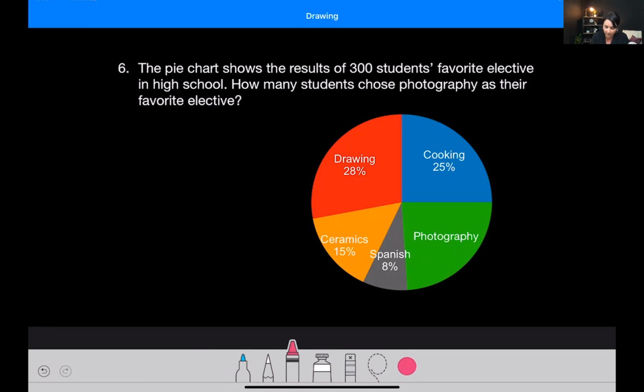All right, so we're looking at a pie graph. I know right away I'm going to be dealing in percents, and the pie graph is 100%. The whole thing equals 100%, always, never equals anything else, okay? So it says the pie chart shows the results of 300 students' favorite electives in high school. How many students choose photography as their favorite elective? Well, surprise, surprise, they're asking us about the piece of the graph that is missing a bunch of information. Not only am I missing the percentage, but I also have to figure out how many students.